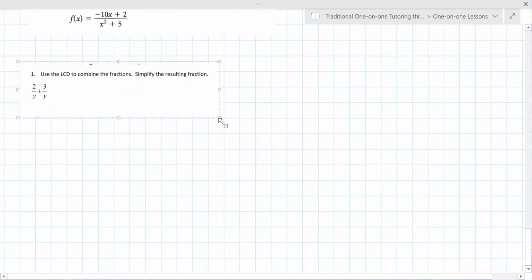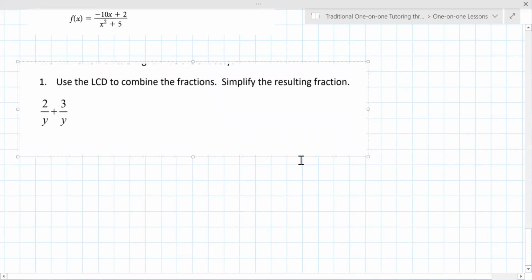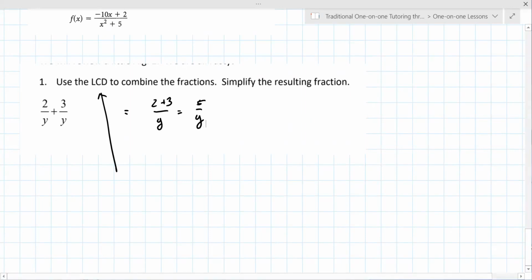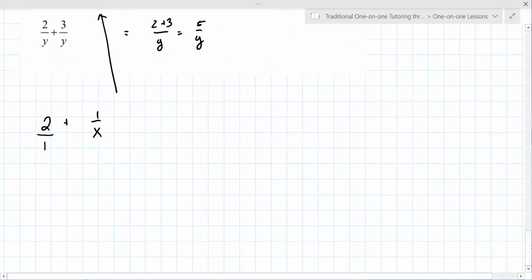All right. Use the least common denominator to combine the fractions. Okay, so I can do this. You can do the first one. The first one is 2 plus 3 over y, which is 5 over y. Great. And then it gets more difficult here. The next one is 2 plus 1 over x. 2 has a denominator of 1. They need to have the same denominator, so you multiply the top and bottom by x. So it's 2x over x plus 1 over x. Is that clear? Yeah.